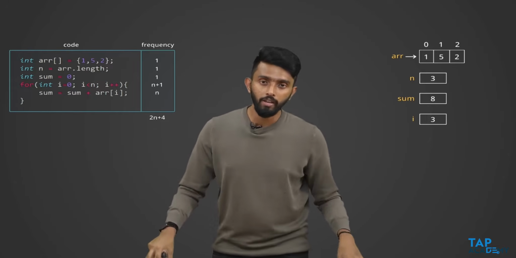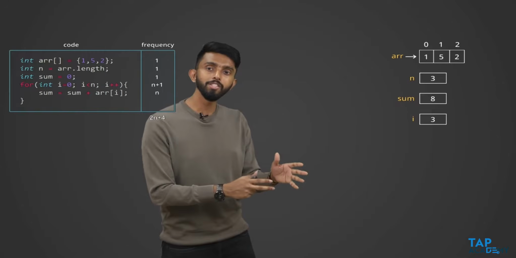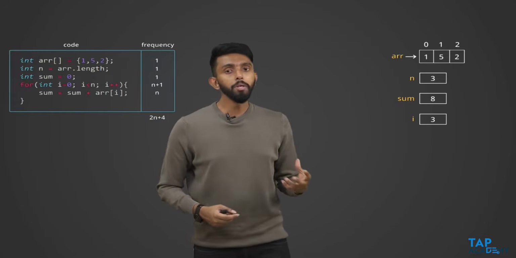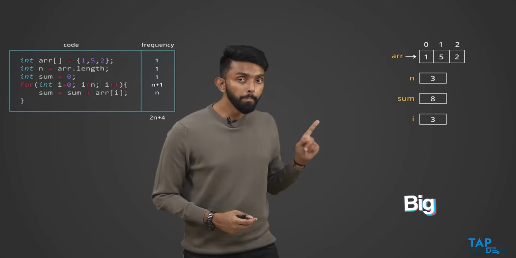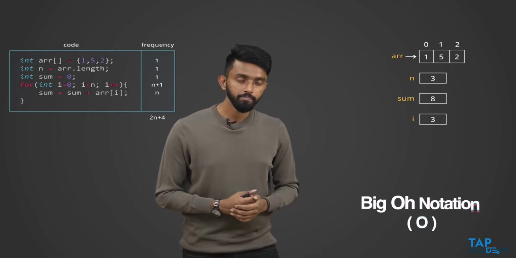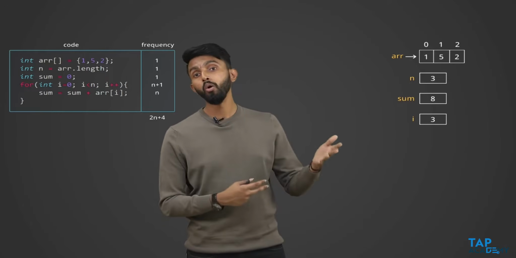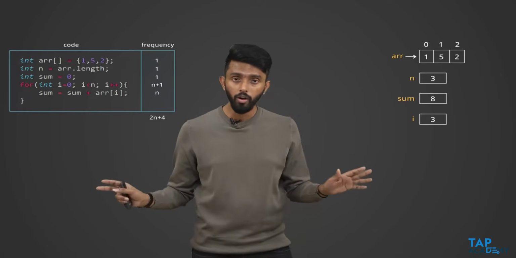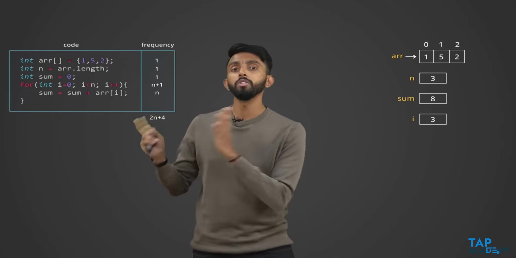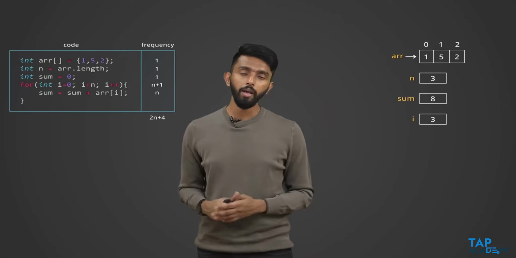How will you represent the time complexity of the code? If you ask me, it's very simple. For that, we will be using a notation called the big O notation. Now, I want you to forget what big O means. There is big omega, there is theta. I want to forget all of this. Big O will tell you how much time your code is going to take.